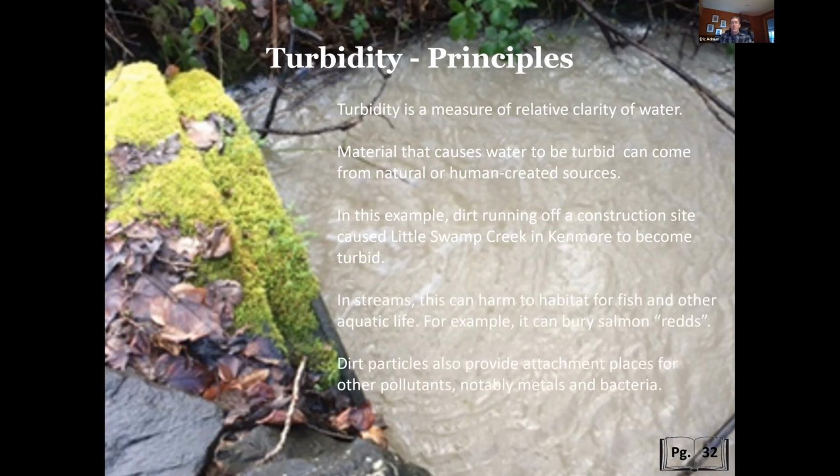In streams, turbidity can cause harm for fish and other aquatic life. For instance, it can bury salmon redds. If you have high turbidity all the time, that can result in a lot of sediment on the bottom of a stream. Another side effect is that the dirt particles that make the water appear turbid provide attachment points for other pollutants such as metals and bacteria.